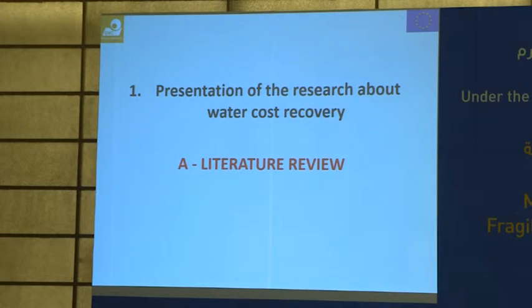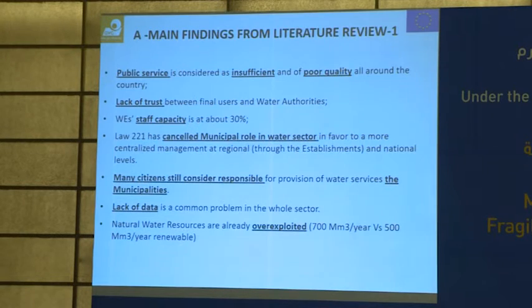So the first part, the literature review, will give you what has been found about the Lebanon water sector. The public service is considered generally insufficient and of poor quality around the country. There is a lack of trust between final users and water authorities. Staff capacity of the establishments is about 30% of what it should be, from different assessments. The role of the municipality has been completely cancelled by Law 221 in 2000, in favor of a more centralized management through the regional establishments. Many citizens still consider the municipalities responsible for provision of the service. They are not really aware of the changes in the sector.